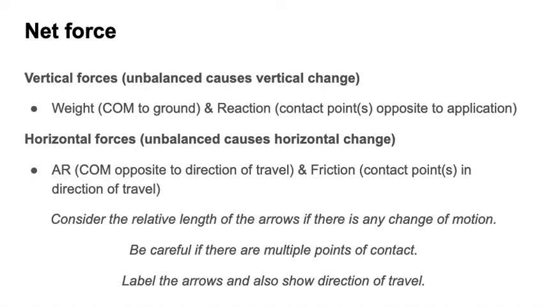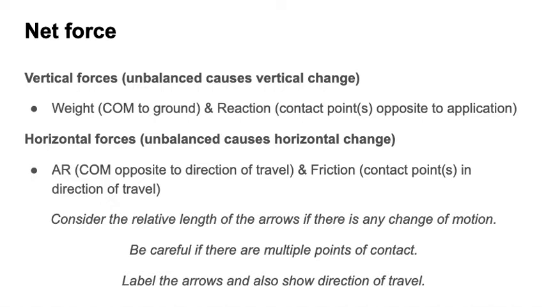The size of the arrows is important. So if we have one point of contact and the weight arrow and the reaction arrow are the same size, then there's no movement. If we're doing a handstand, then obviously the weight force would be from the centre of mass to the floor.